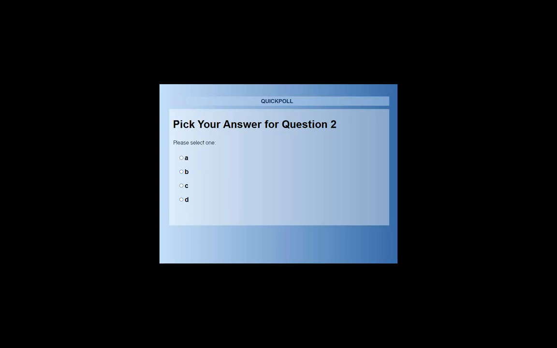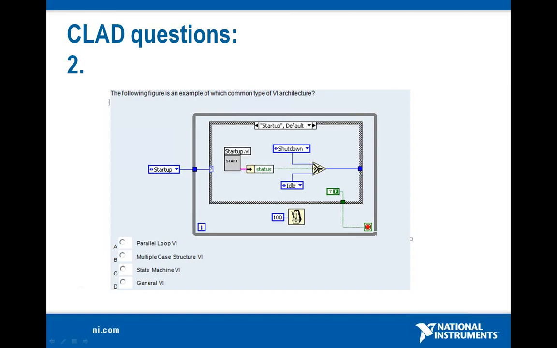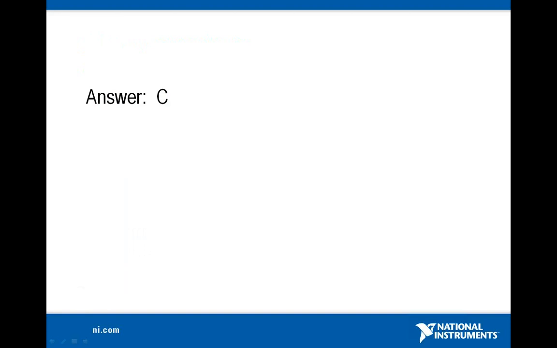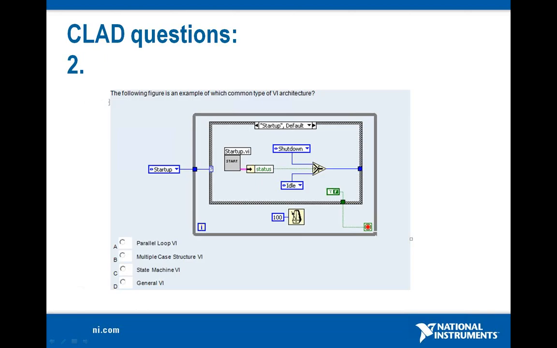I'm closing the poll now. And the answer to this question is state machine VI, which is option C. So in this particular VI, we can see that there is a while loop and there is a case structure inside the while loop. And inside every case, there is a case selector terminal's next state that has been defined.